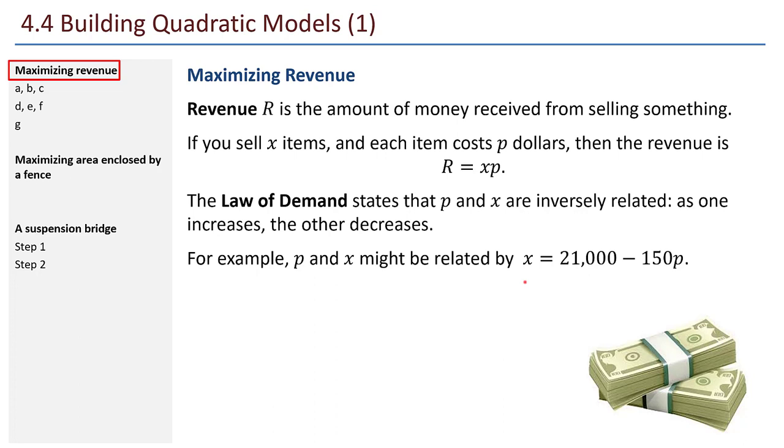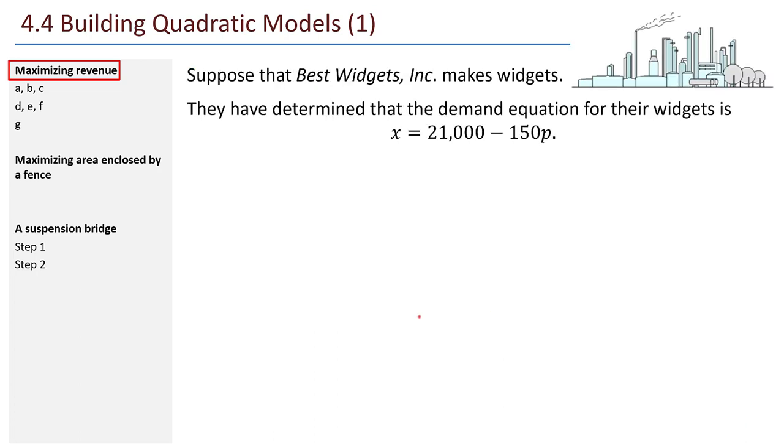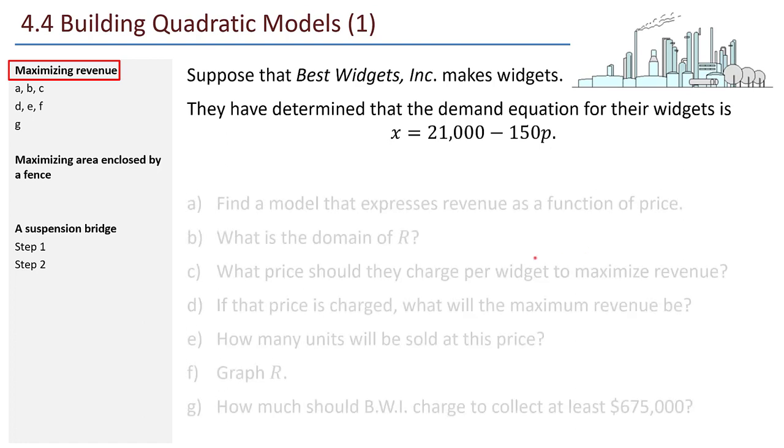So in a real life situation, a company might get an equation like this from experiment. They raise their price a little bit, they see how the demand changes, they lower their price a little bit, and they see how demand changes. So one way or another, you can get an equation that relates X and P. This is called the demand equation. Let's suppose that Best Widgets Incorporated makes widgets. They have determined that the demand equation for their widgets is X equals 21,000 minus 150P.